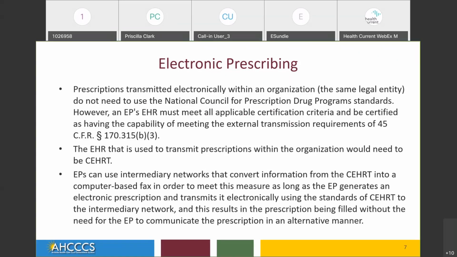EPs can use intermediary networks that convert information from the CEHRT into a computer-based fax in order to meet this measure, as long as the EP generates an electronic prescription and transmits it electronically using the standards of CEHRT to the intermediary network. And this results in the prescription being filled without the need for the EP to communicate the prescription in an alternative manner.